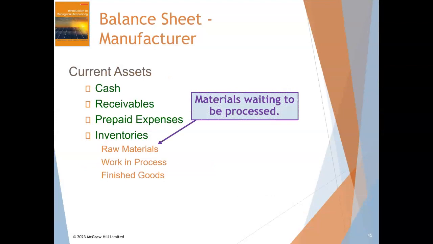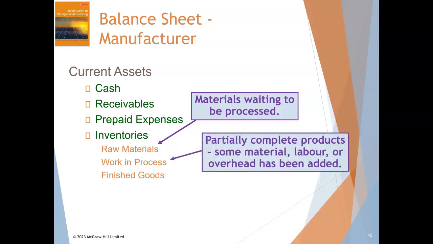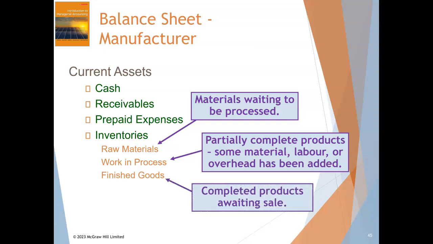Balance sheet, manufacturer, inventories. Raw materials: materials waiting to be processed. Work in process: partially complete products, some material, labor, or overhead has been added. Finished goods: completed products awaiting sale.